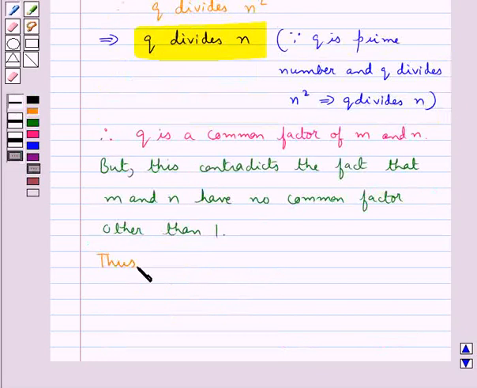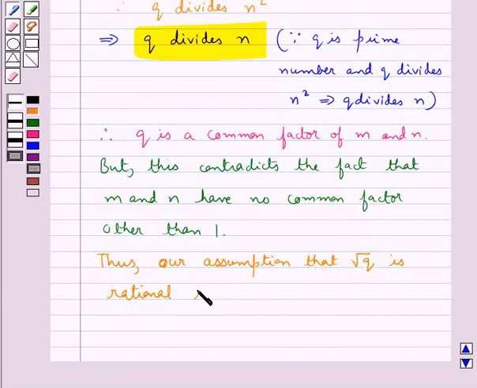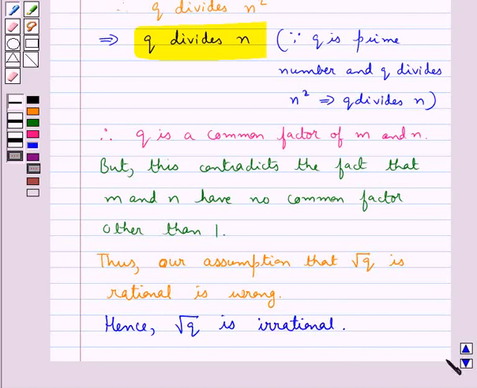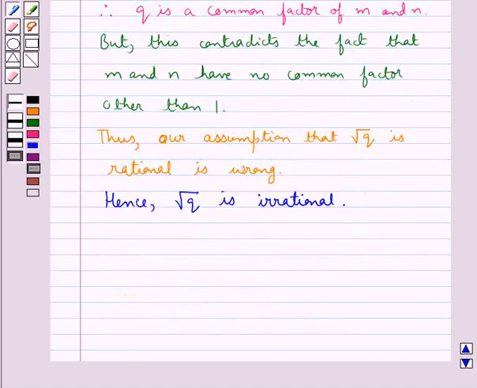Thus, our assumption that square root q is rational is wrong. Hence we have that square root q is irrational. Thus we have proved that square root q is irrational.